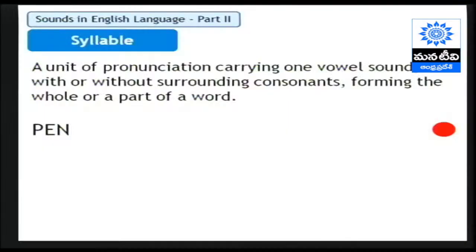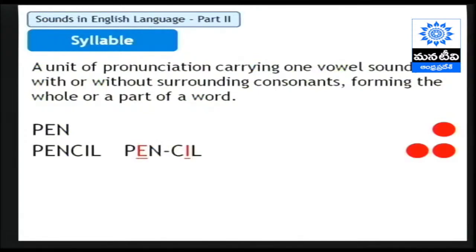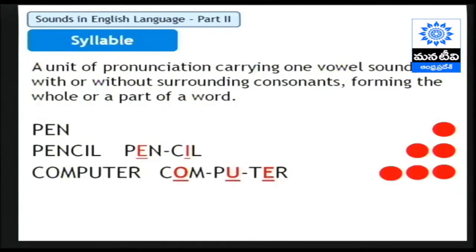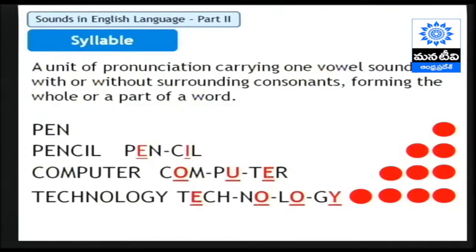So we looked at examples. So pen has 1 syllable, pen. Then we have pencil, 2 syllables. Then we have computer, 3 syllables. And then we have technology. Now how do I pronounce this? Technology. And there are 4 syllables here.